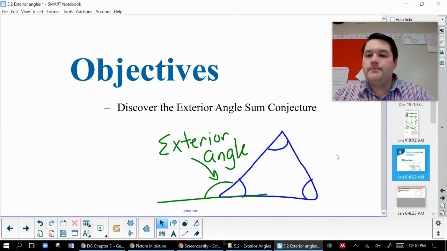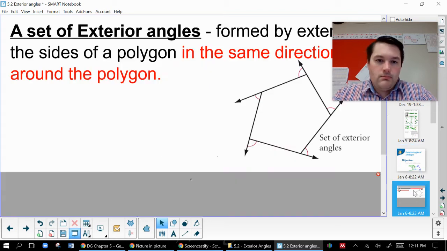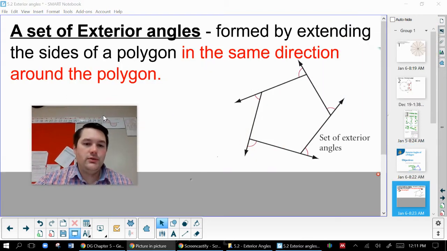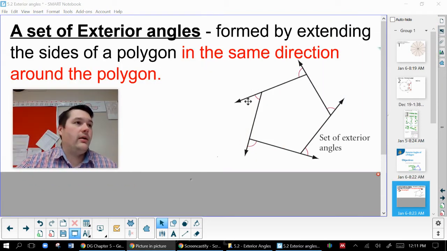All polygons. So, one last thing before we get too far into this. When we talk about exterior angles today, we're talking about a set of them. And a set of them is formed by extending each side of the polygon once in the same direction. So you see it kind of makes that pinwheel shape.